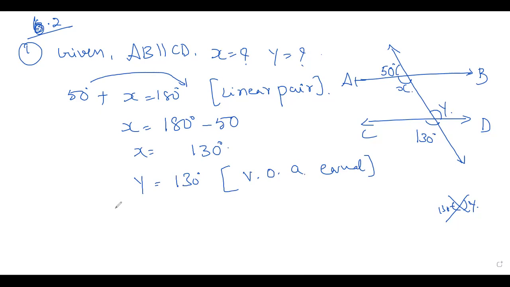So x and y are alternate. See, x and y. Both are 130. So which angles are there? Alternate angles, Z-shape angles. X and y are alternate angles. Both are equal.